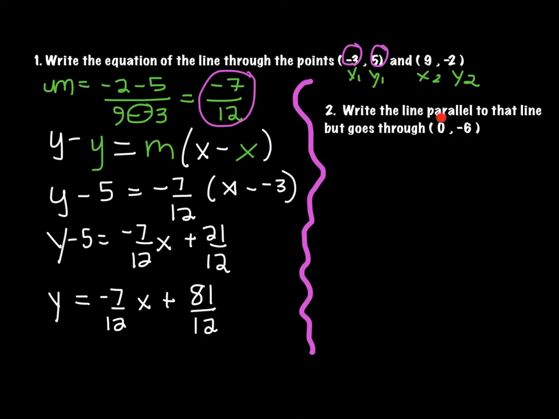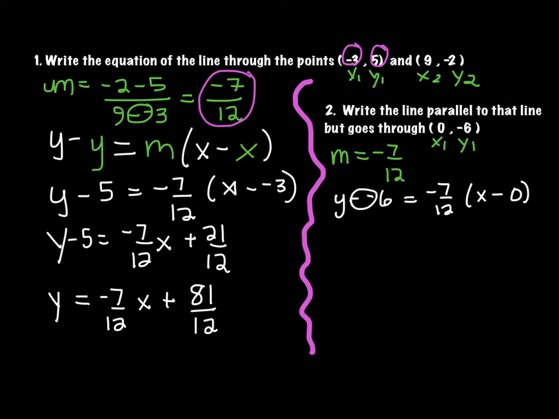So I know parallel has the same slope. So I have a slope and I have a point. And I'm going to plug it in again to point slope form. Y minus the y I'm given equals m times x minus the x I'm given. And that's a big old plus.